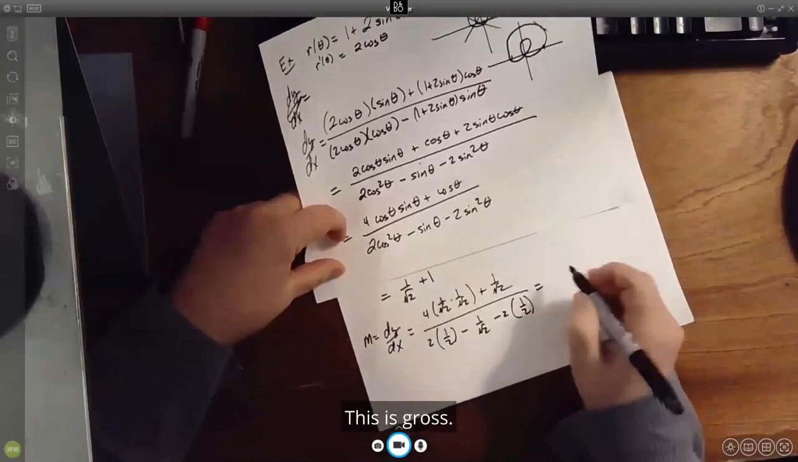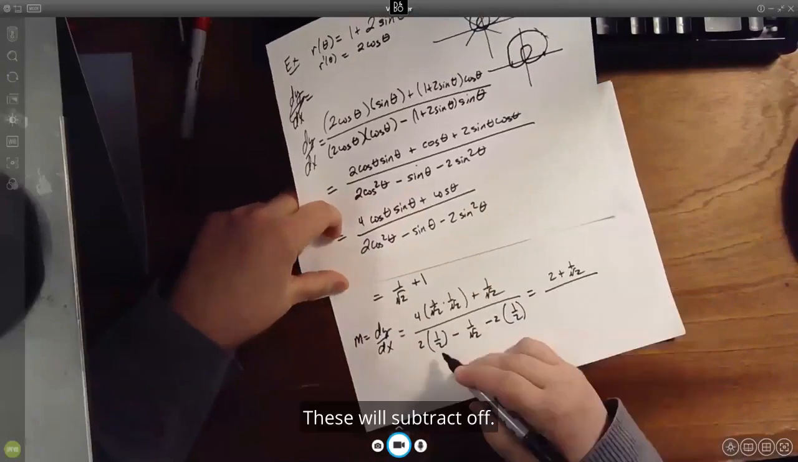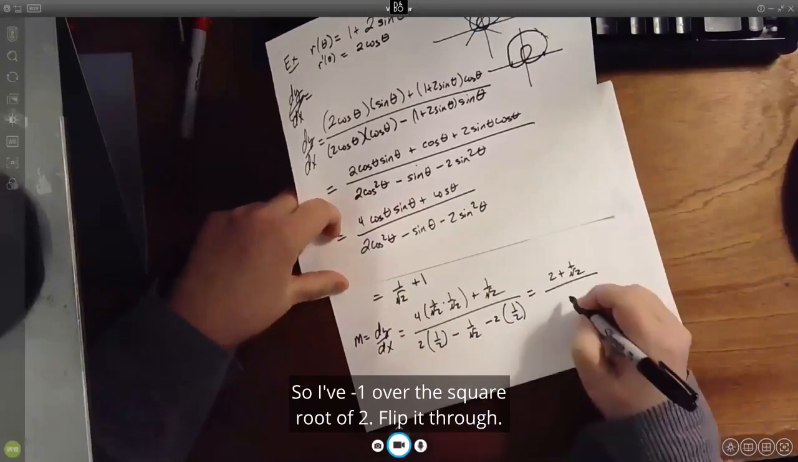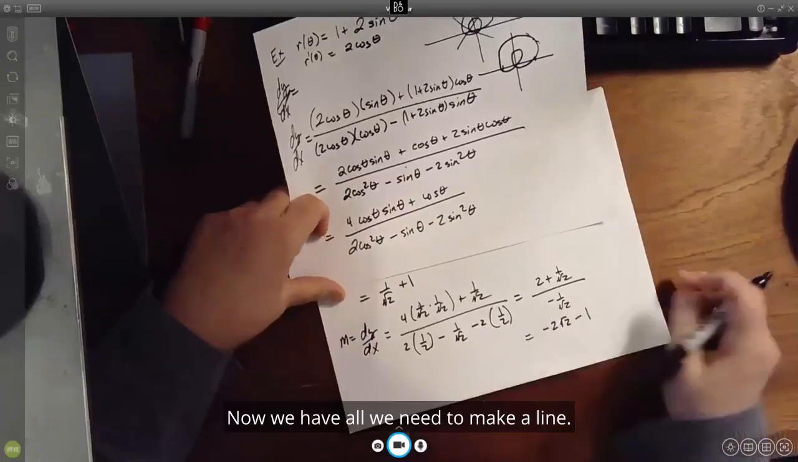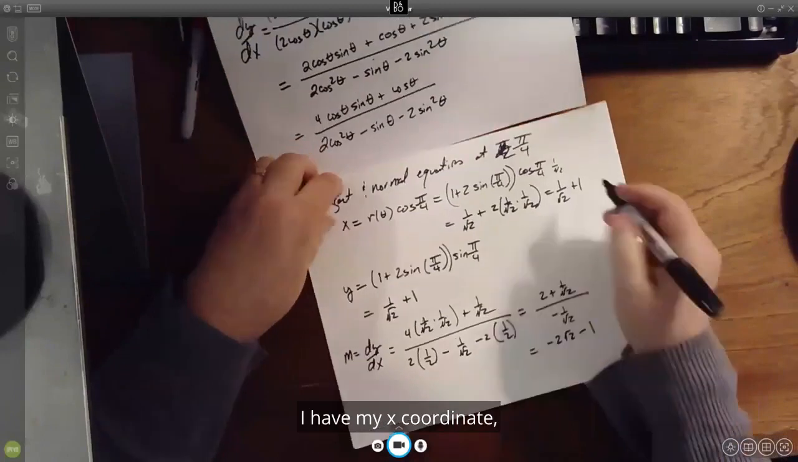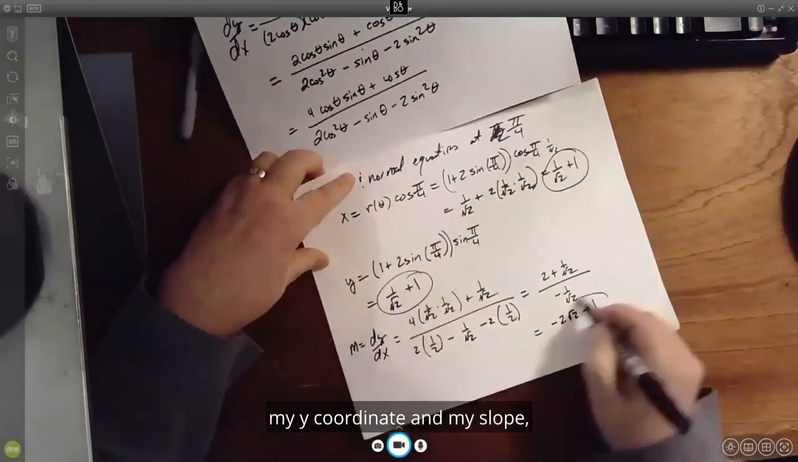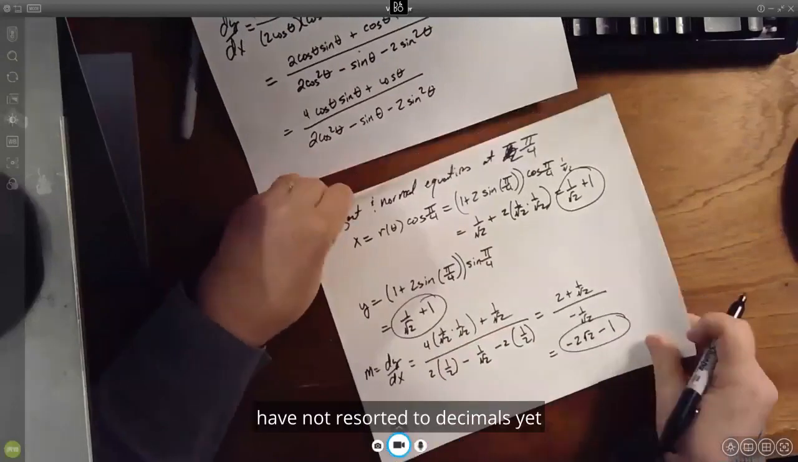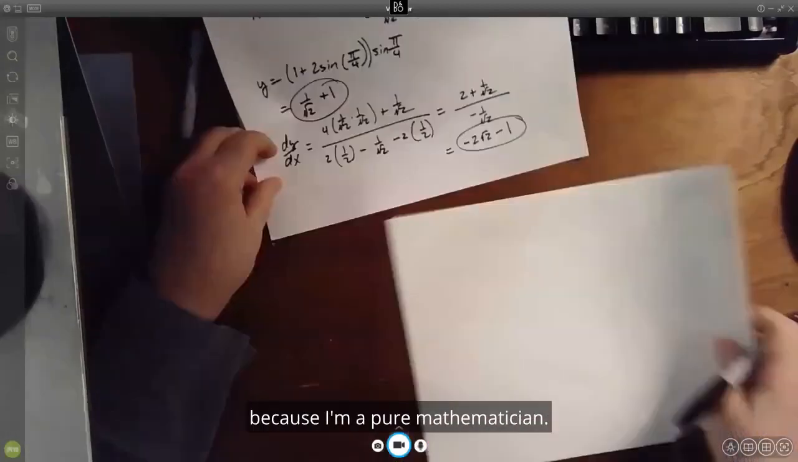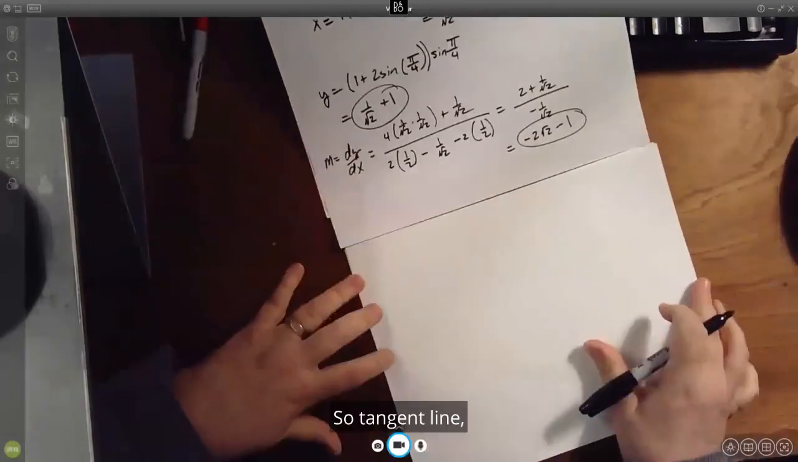This is gross. Okay, so this is 2 plus 1 over the square root of 2. These will subtract off, so I have negative 1 over the square root of 2. Flip it through. Now we have all we need to make a line: I have my x-coordinate, my y-coordinate, and my slope. I have not resorted to decimals yet because I am a pure mathematician. So, tangent line.